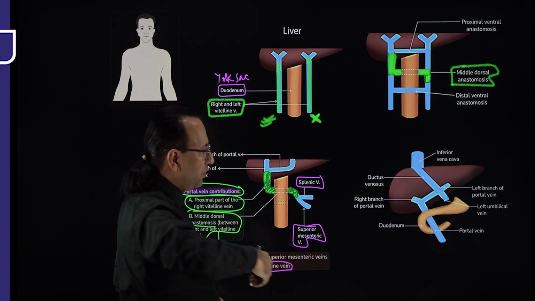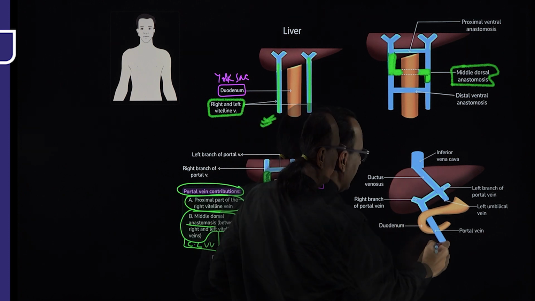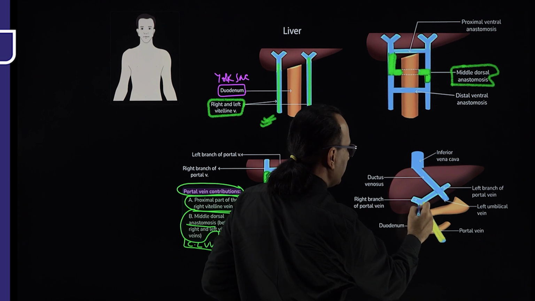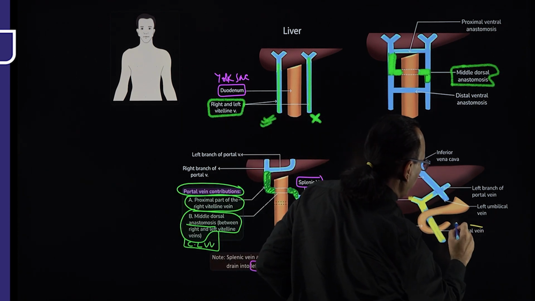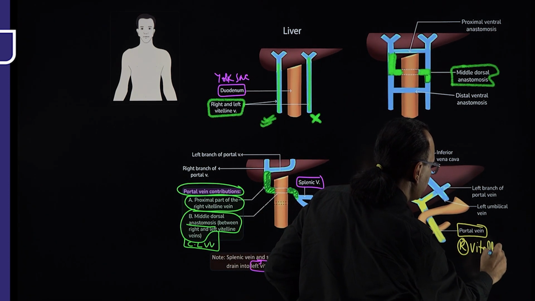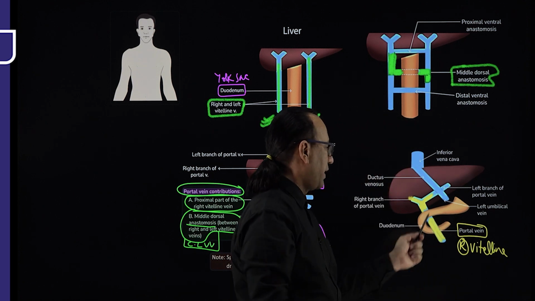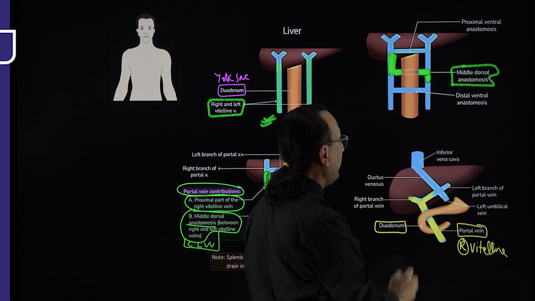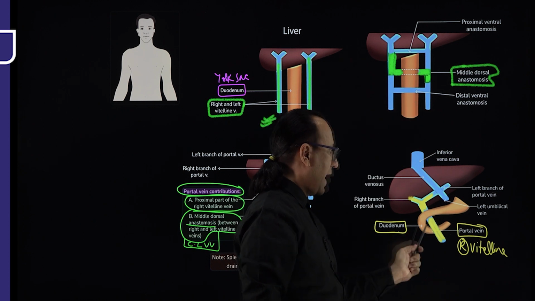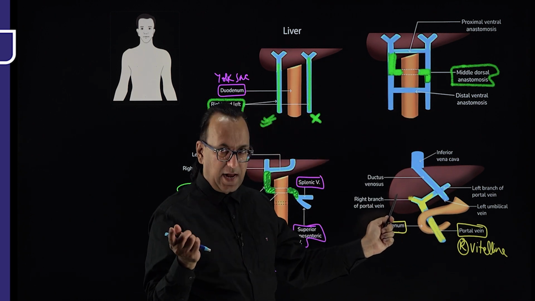Here you can see now the portal vein which is formed is passing behind the first part of the duodenum to enter the porta hepatis and give the right branch and left branch. So this is the portal vein which came chiefly from the right-sided vitelline vein and is now having a relation with the first part of the duodenum, as we already have mentioned here, passing dorsal to the first part of the duodenum and then entering the porta hepatis, giving right and left branch.